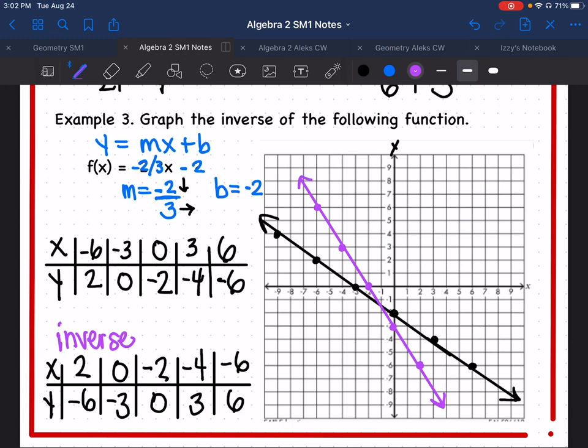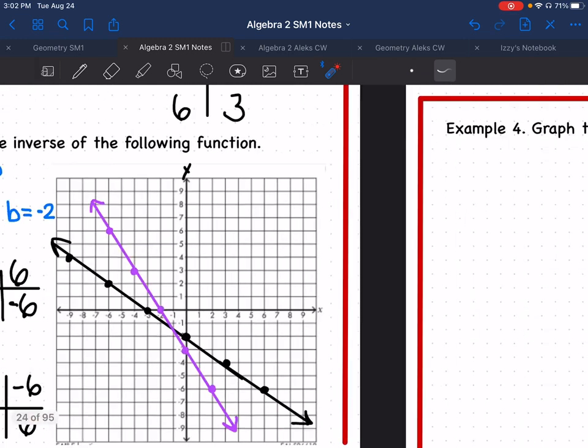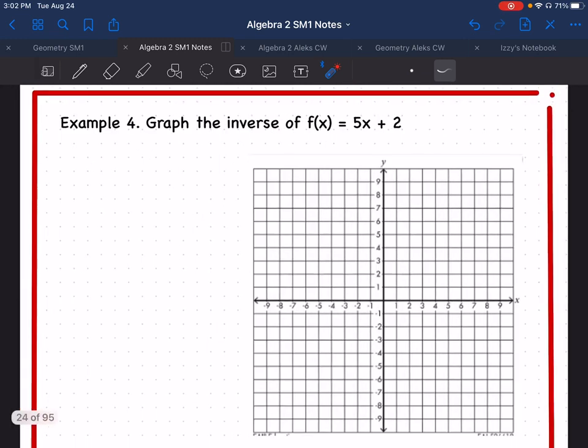They are intersecting. They are intersecting right here at this point. But that was it. That's all you had to do, is just graph it. Let's try one more.